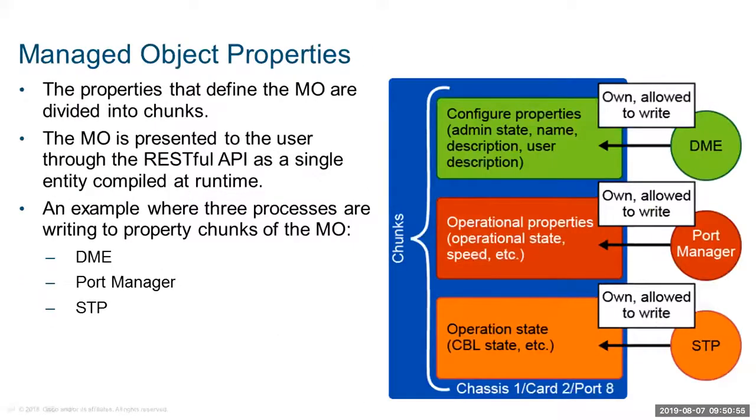So here is an example of an object. The object has properties that define the object, and they are classified in this example. It actually shows you that the process called DME, Data Management Engine, is the one which allows configurational properties, like setting the description for the port, administrative state of the port. That's the process, the data management engine.